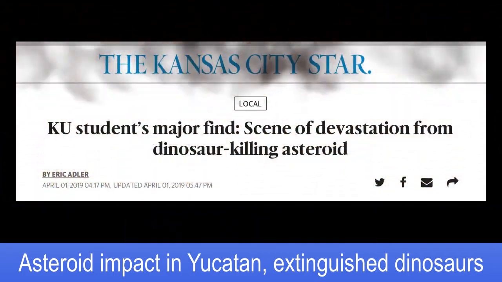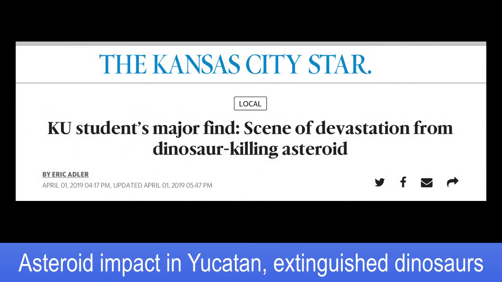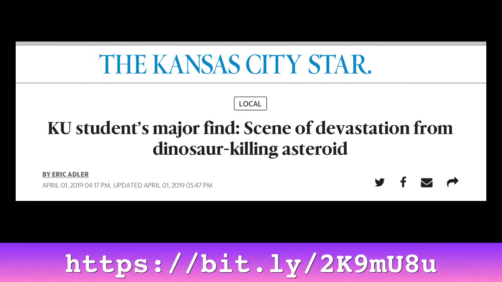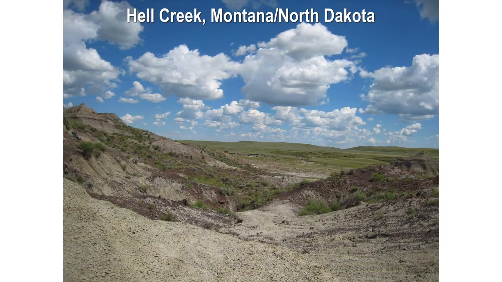Now this guy, the guy that discovered this formation, is actually a grad student at University of Kansas. And so this is a newspaper article from the Kansas City Star. Here's the bit.ly address for you if you want to jot that down. I'll put it in additional readings. And where they found this fossil-bearing formation, they found a lot. What they found was they're digging, out there in this part of Montana. It's called Hell Creek, out in the Montana-North Dakota boundary.